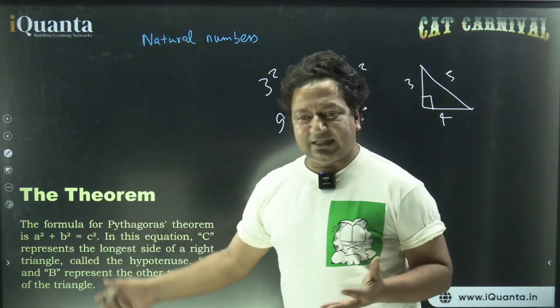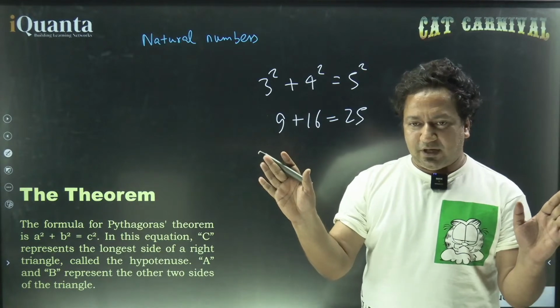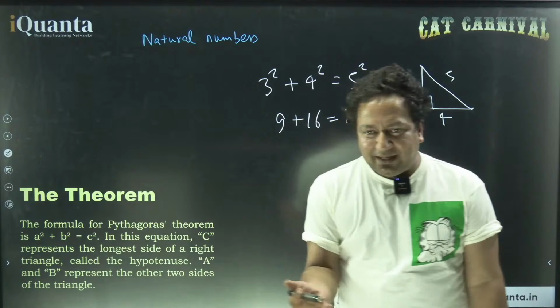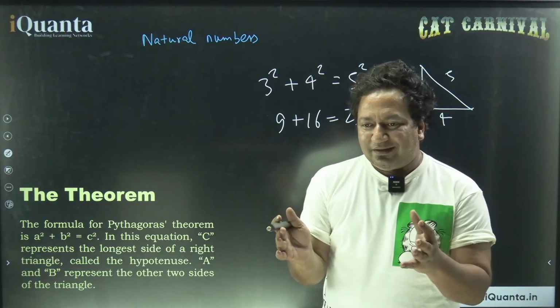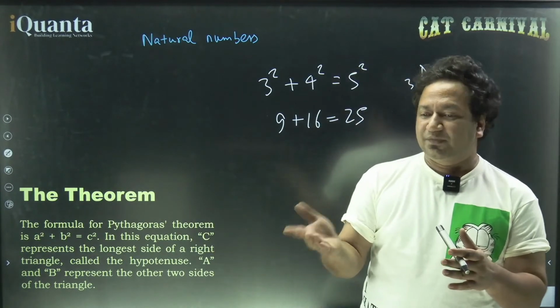It can satisfy the equation, but we will not call it a Pythagorean triplet. Is that clear, everyone? Understood? Like a square, b square, c square, a, b, c can be negative for the equation to be satisfied, but in that case a, b, c would not be called triplets. Is that clear, everyone?